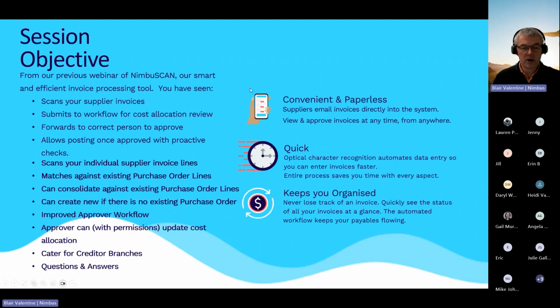We'll also talk about some improved approver workflow, where even the approvers, if they have permission, can update some of this cost allocation process. So if we're not sure at the administration end, we can ask them some questions, and if we give them permissions and that's something we want them to do, they can do some extra work around that. We'll also show you how we cater for creditor branches, and at the end we'll see what questions you have and what answers there are as well. So, okay, let me get into this and start the demonstration.